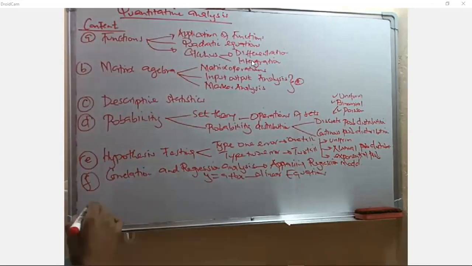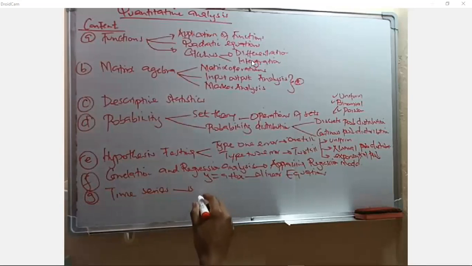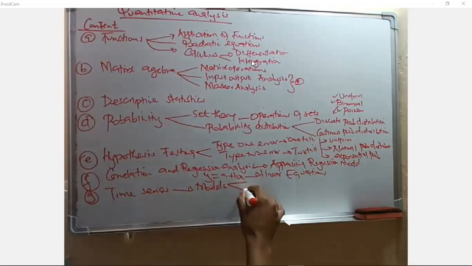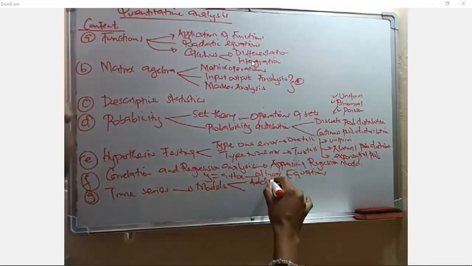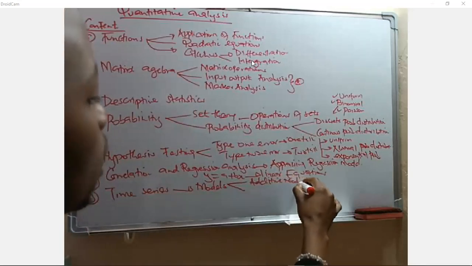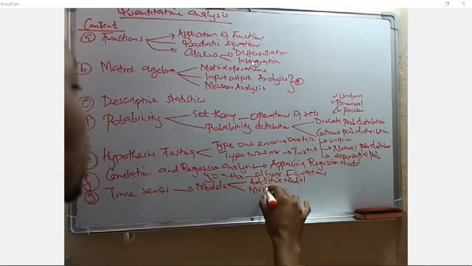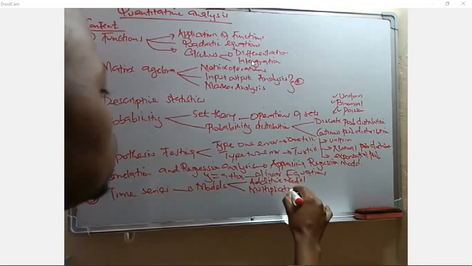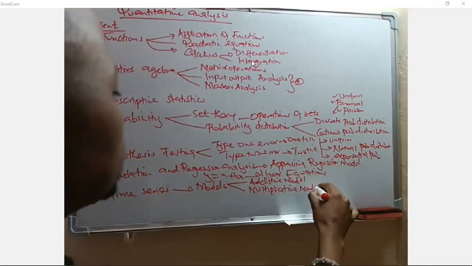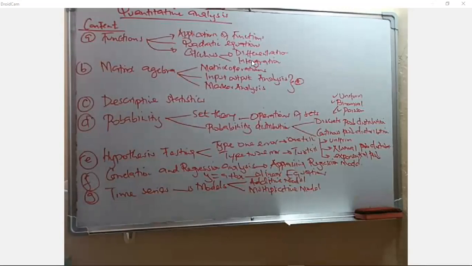Then we are going to be looking at G, which is time series. Time series is very simple since the examiner wants you to understand the models, the decomposition models, which are mostly used. We normally use mostly two: the additive model, then we normally use the multiplicative model. Those are the two things that we have to be looking at there.